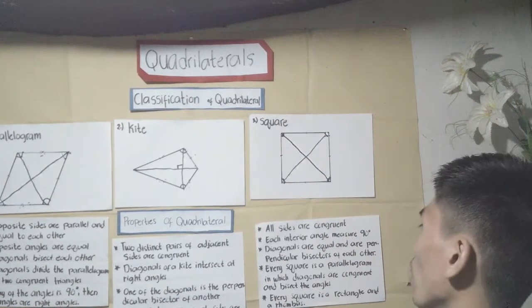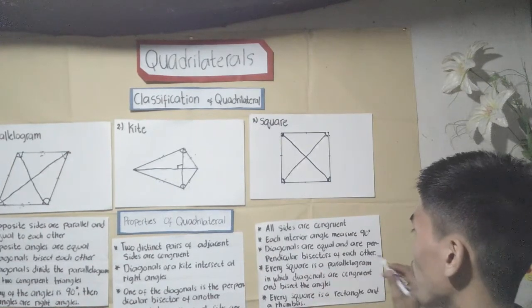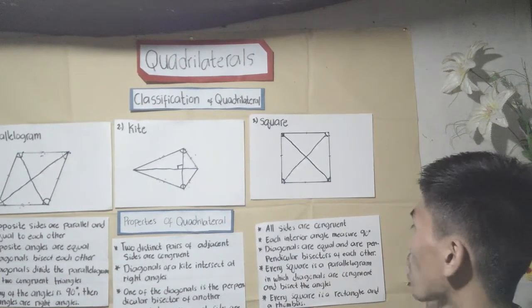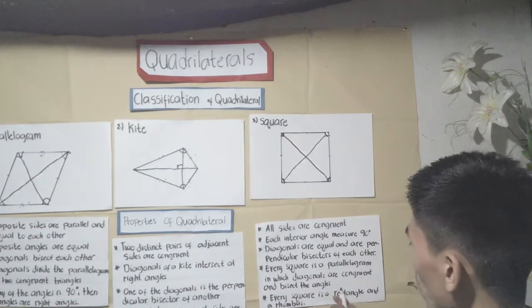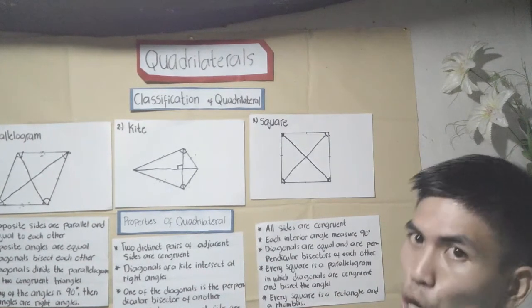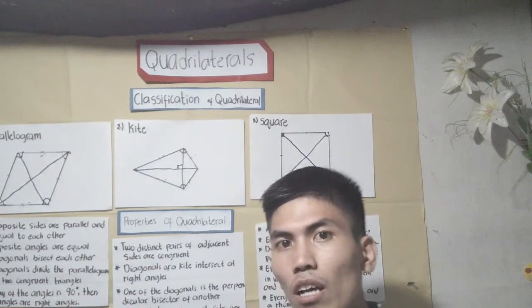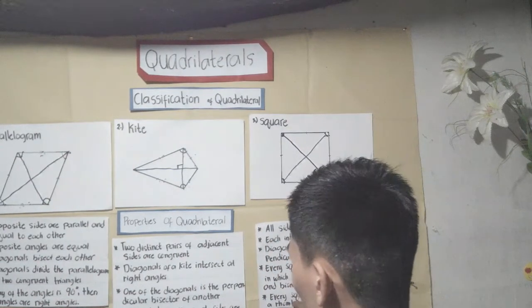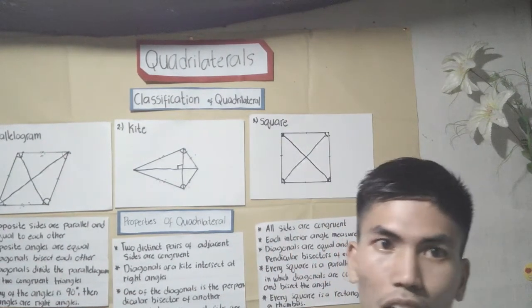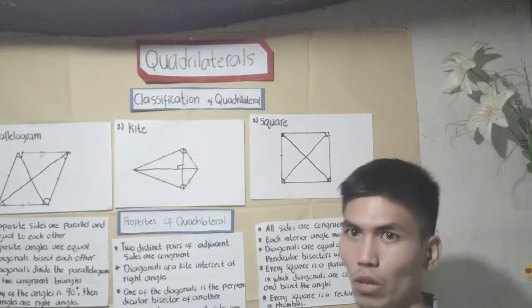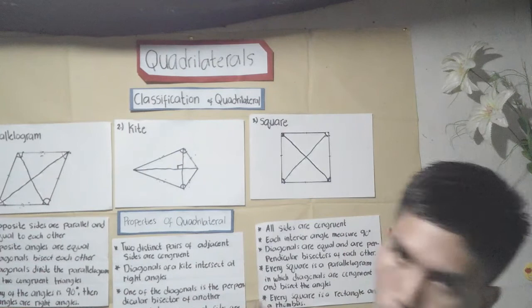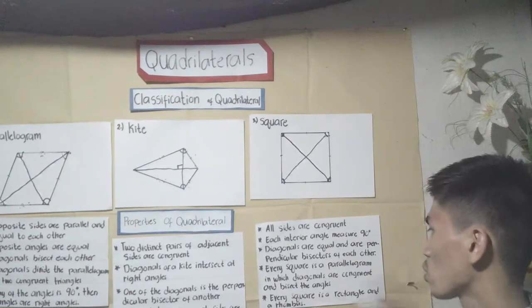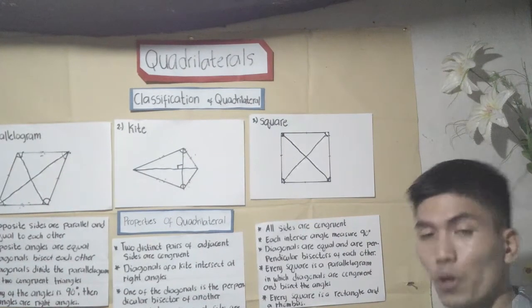The same triangles. Every square is a parallelogram in which the diagonals are congruent and bisect the angles. And every square is a rectangle and a rhombus. That's the classification I told you a while ago, that a square is defined as a rhombus which is also a rectangle. Every square is a rectangle and a rhombus.